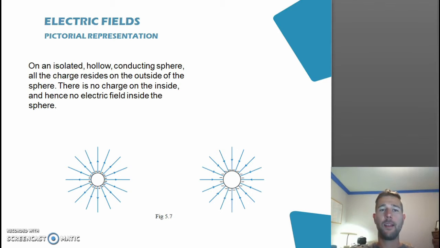Okay, when we've got spheres, the only place the charge can go in a sphere is on the surface, as it is hollow. So that's where the charges are. And the electric field propagates from the sphere. Now, inside the sphere, there is no electric field, as the electric fields from opposite sides cancel, as well as there being no charges in the middle of the sphere.